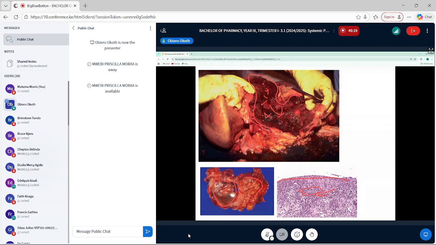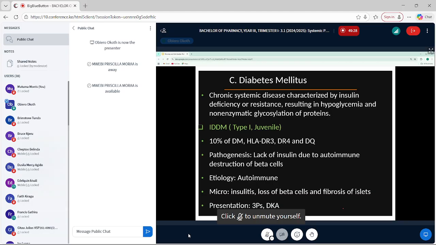Pseudocyst as a complication of acute pancreatitis or chronic pancreatitis. Diabetes mellitus, we said we're just going to mention in passing. Chronic systemic disease characterized by insulin deficiency or insulin resistance, resulting in hyperglycemia and non-enzymatic glycosylation. Acute complications will be either from hyperglycemia, not hypo, hyperglycemia.